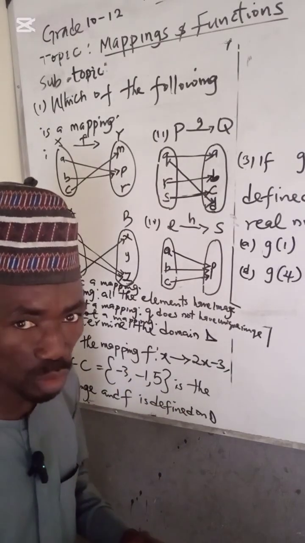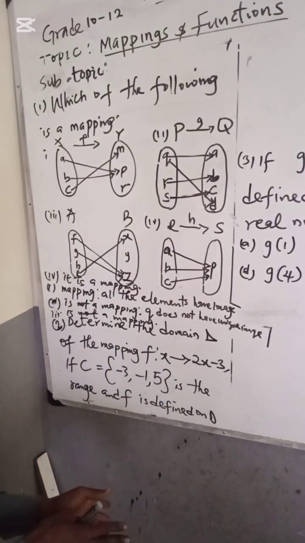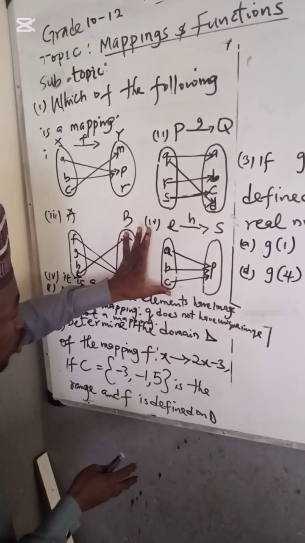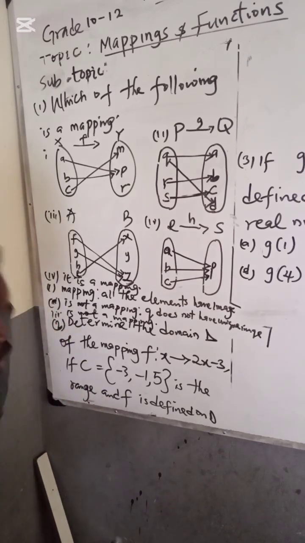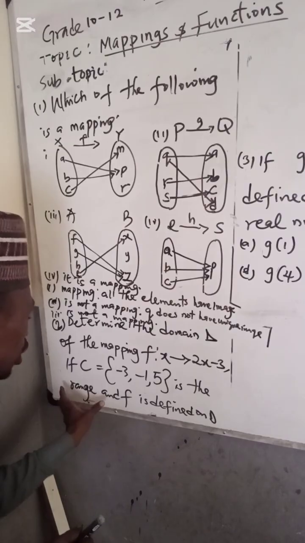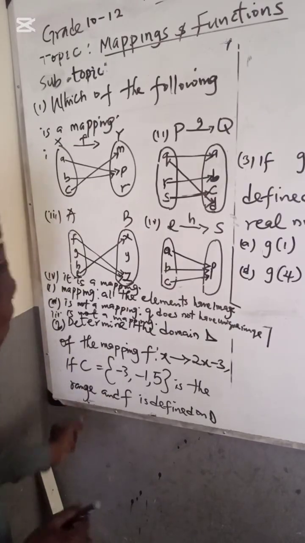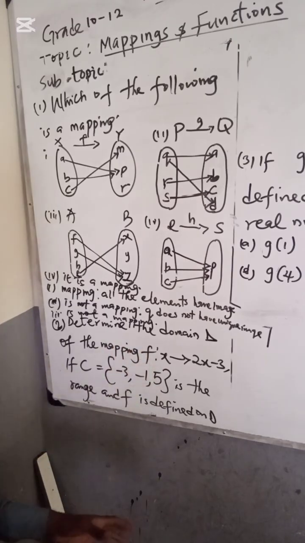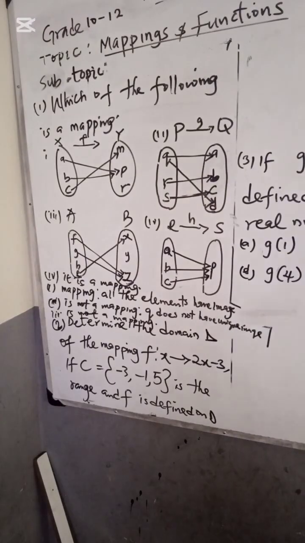We know what range means. We said range is a set of images. When you combine the images of elements in the domain together, that is what we call the range. So range is a combination of images in a relation. Now, they've given us the range to be minus 3, minus 1, 5. This is an image, this is an image, this is an image, combined together. Using this relation, very simple, very, very simple and direct.